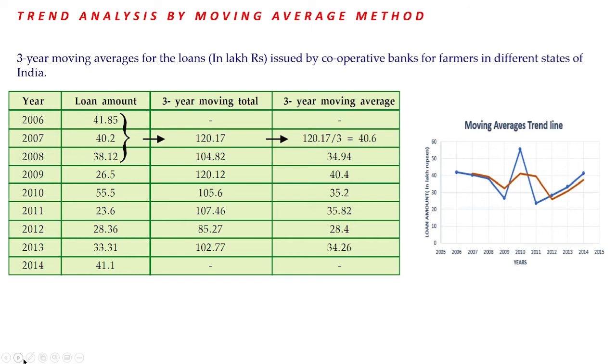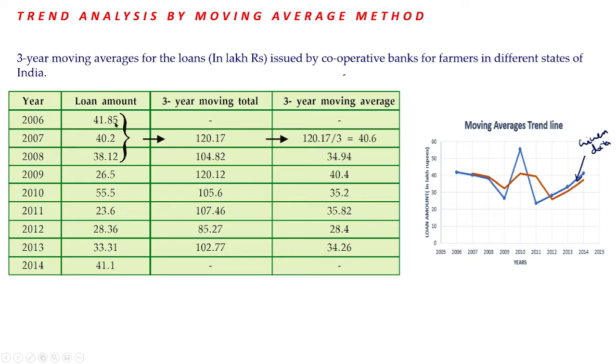Now we will see what is the 3-year moving average method. Say for example, here we are given the loan issued by the cooperative banks for farmers in India. So here we have the various years and various loan amounts. If we plot these data points on the graph, we get a graph like this. So this is the given data. And now we are calculating the 3-year moving average.